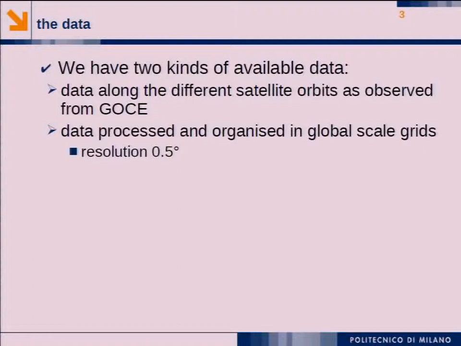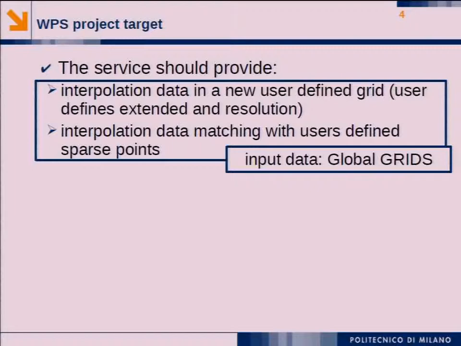To do that, we have built two services. This service should provide interpolation of data in a new user-defined grid. So the user defines extent and resolution, and then we have to create a new grid for the user. Another thing, we have to do is interpolation of data matching a user-defined set of sparse points. So the user has a set of points, and then we have to compute the value at these points. For this, we use the global grids.